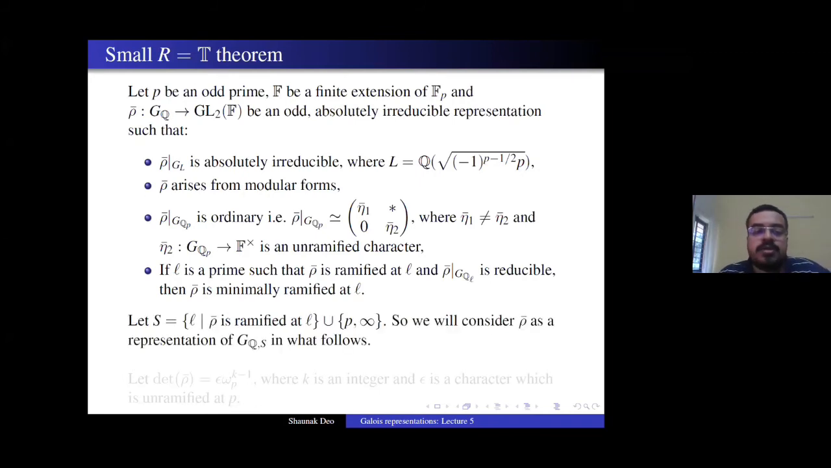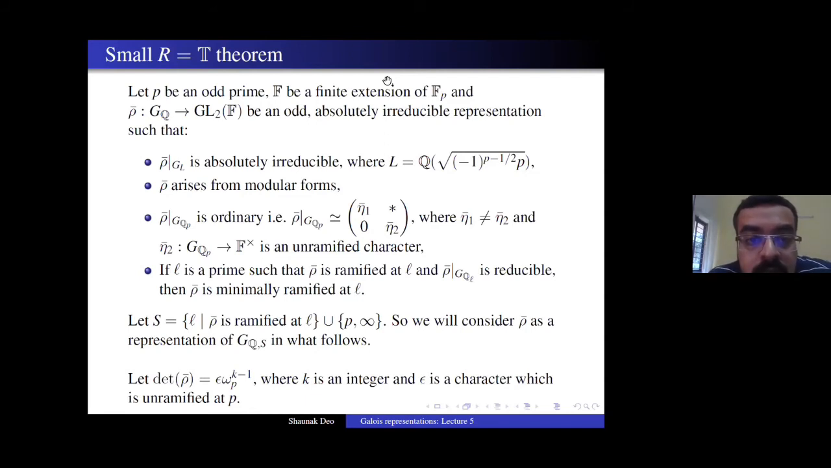Okay, and we choose S to be the set of primes. So we initially started with a representation of G_Q. So we choose now a set S of primes l such that rho bar is ramified. And we also include p and infinity. So we consider rho bar as a representation of G_{Q,S}. And we let the determinant of rho bar be epsilon times omega_p to the power k minus 1. And epsilon is a character which is unramified at p.